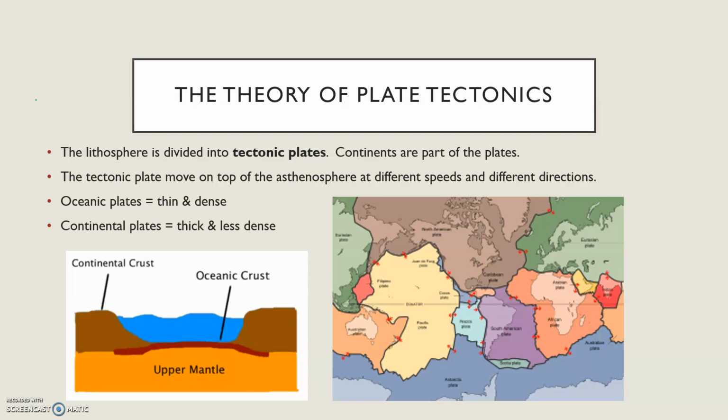The oceanic plates are thin and dense, while the continental plates are thick but less dense. So again, all of it has an actual crust. If it's a crust, it's going to have an actual surface. The difference is the continental crust is much thicker than the oceanic crust because it does not have water on top of it.